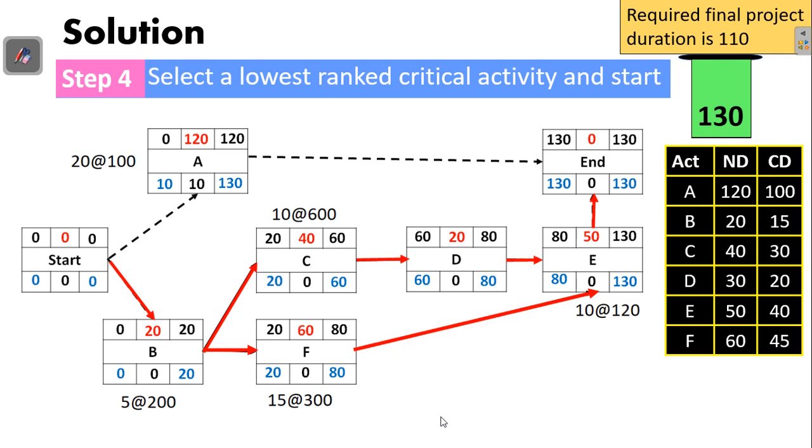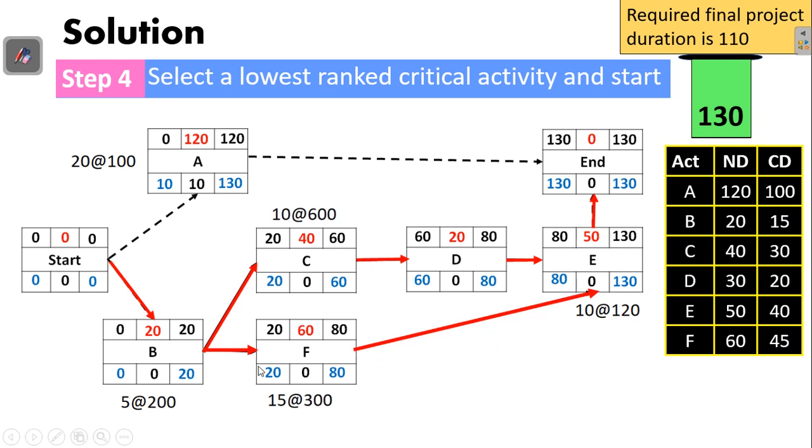Now, to do so, we have to go through these critical activities and check for the activities with the lowest cost slope. You can see this one, we have 600, 300, 200, 120, and then this one has the lowest cost slope. Apart from the lowest cost slope, remember we have two critical paths. If we reduce any number of days from this one, it will not affect either of the critical paths, because both of these critical paths share this point.